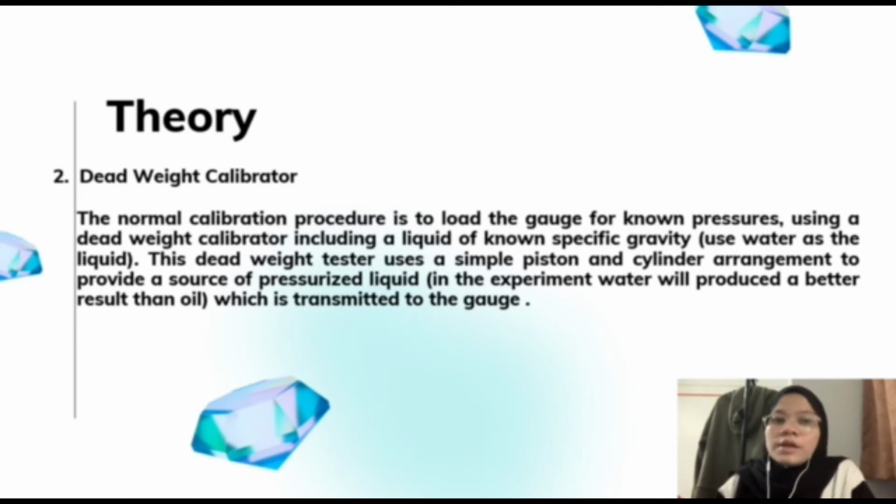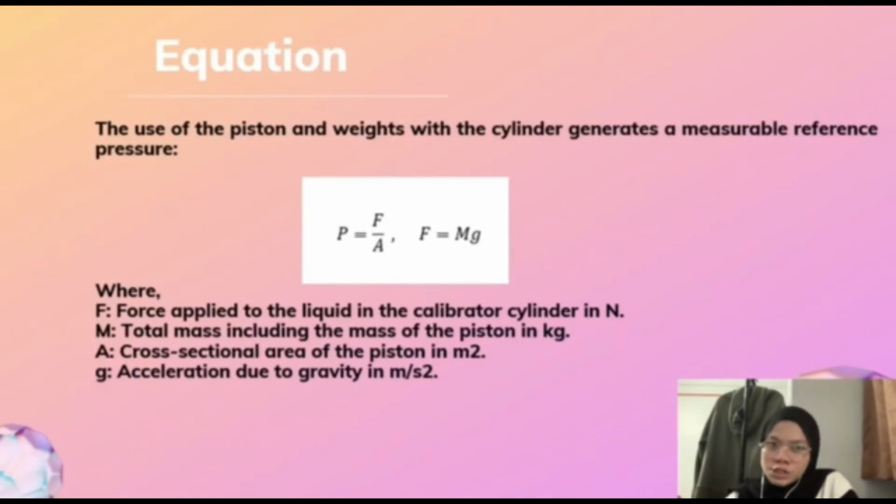The dead weight tester consists of a cylindrical piston which is free to move vertically in a close-fitting cylinder. As for the equations, the use of pistons and weights with the cylinder generates a measurable reference pressure. We use the equation P equals F over area, which is pressure equals force applied to the liquid in the calibrator cylinder in N over the cross-sectional area of the piston in meter squared.